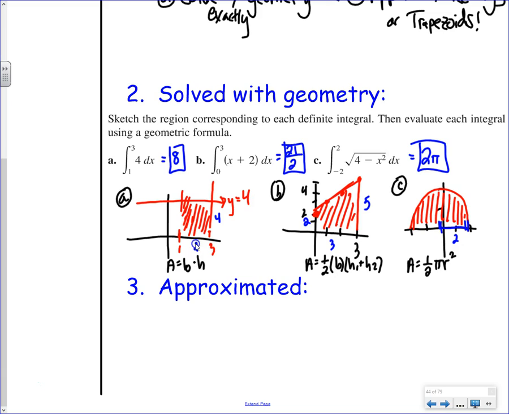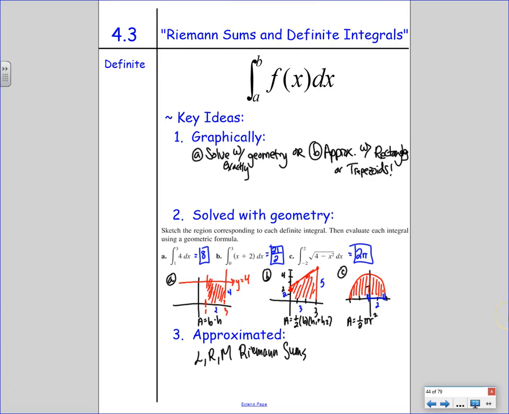Approximated, we could use left, right, or midpoint Riemann sums from last section. Did you guys see the word Riemann in any of the homework? Yeah, I think so. For approximating, that means if we don't just have linear or circular boundaries for the curves that we talked about yesterday, we could use the left, right, or midpoint Riemann sums. However, there is another way to approximate. Oh, sorry, lo siento. We can also use trapezoids. And that's where we're going to end today.